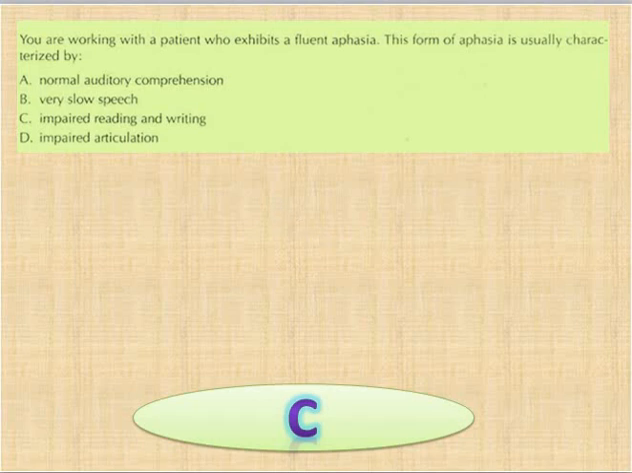अच्छा जी, next is: you are working with a patient who exhibits fluent aphasia. This form of aphasia is usually characterized by option A, normal auditory comprehension, B, very slow speech, C, impaired reading and writing, D, impaired articulation. और fluent aphasia जो होता है ना उसमें बेसिकली पेशेंट की क्या इम्पेयरमेंट आ जाती है, रीडिंग और राइटिंग में उसकी वोकैबुलरी लिमिटेड होगी, उसे पता ही नहीं चलेगा मैंने क्या लिखना है ना, उसे रीडिंग में डिफ़िकल्टी आएगी.